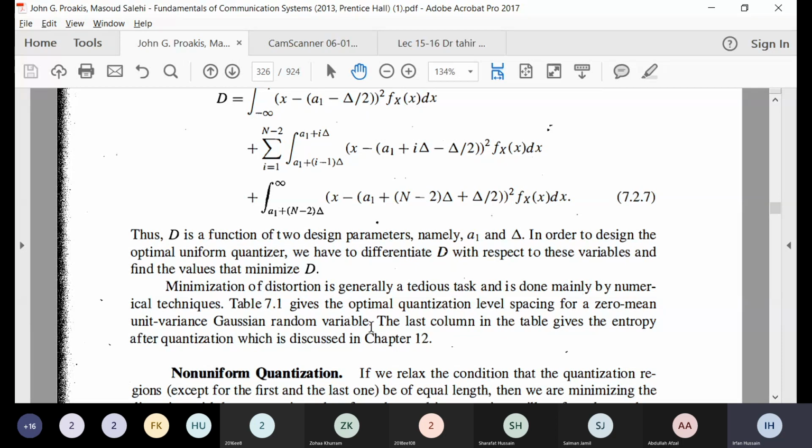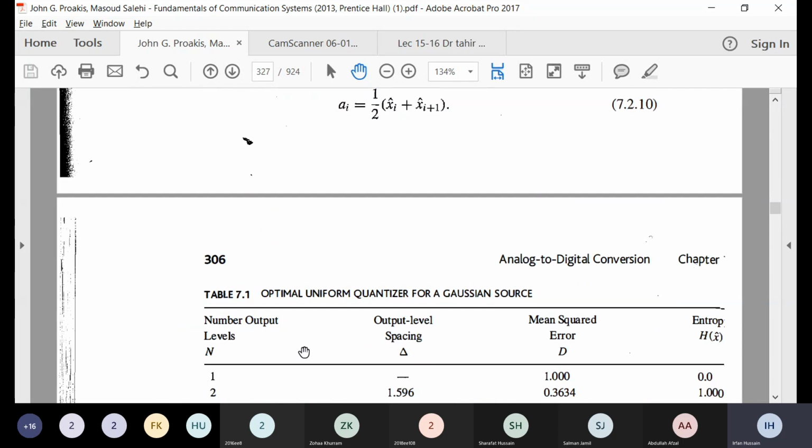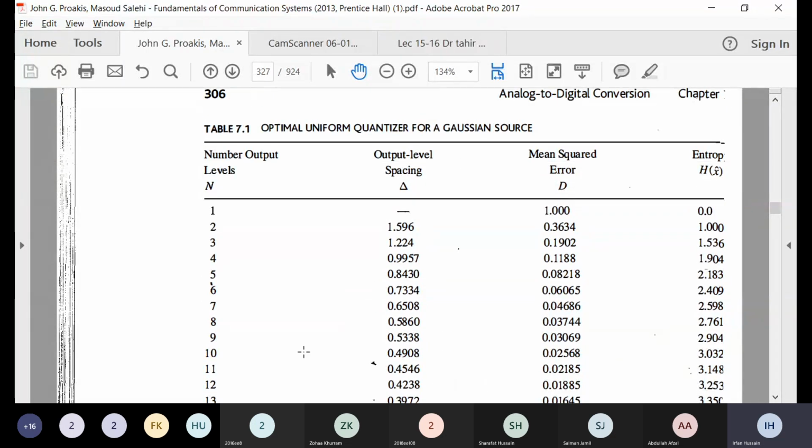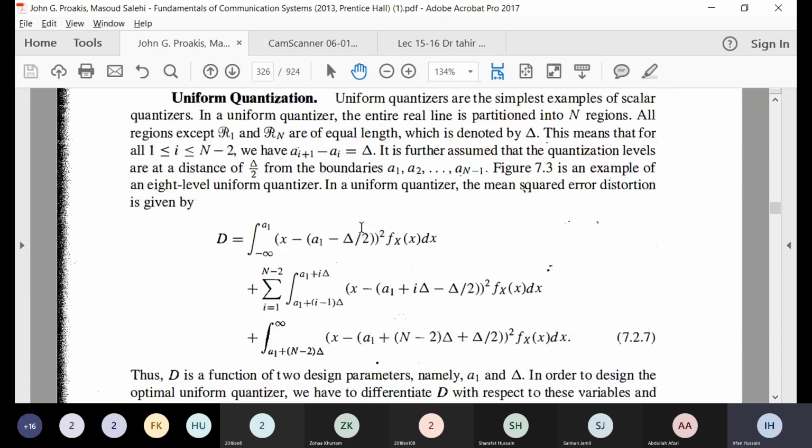a Gaussian random variable, assuming that your signal x is a zero mean Gaussian random variable. So this has already been tabulated, so you can see this table. You don't have to find it. The table values are all given. So, let us say, if I have 8 levels, what should be the tilde value and what will be the mean square error, and so on and so forth.